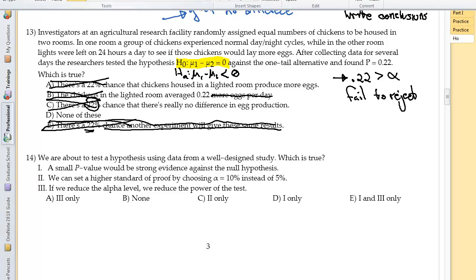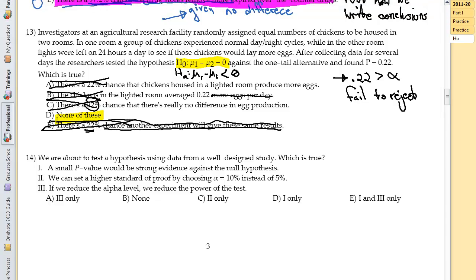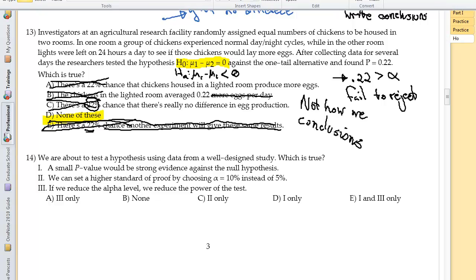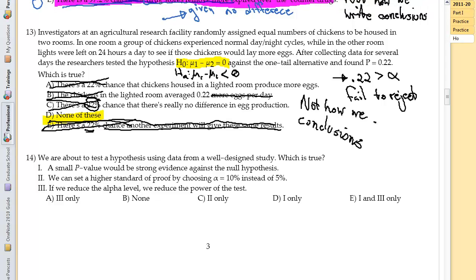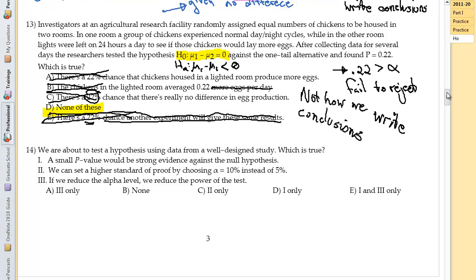And so now we are left again with none of these, and really, again, this is not how we write conclusions. Okay? And because this is not how we write conclusions, of course, this is not how we write so that people can read it either. This is not how we write conclusions, okay? And so this is why this one is none of the above.